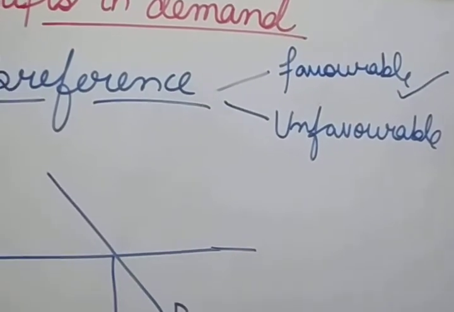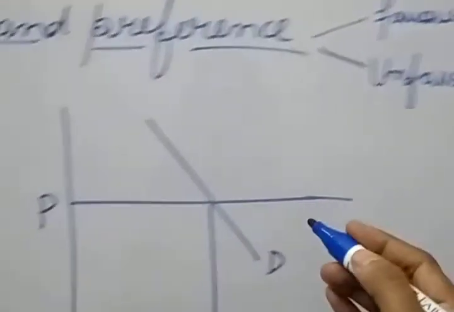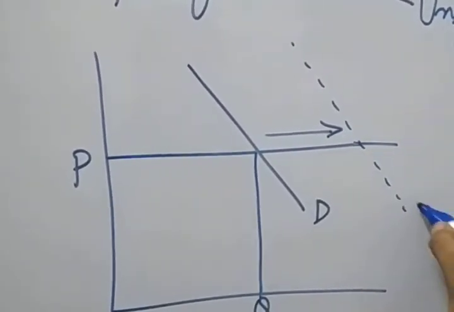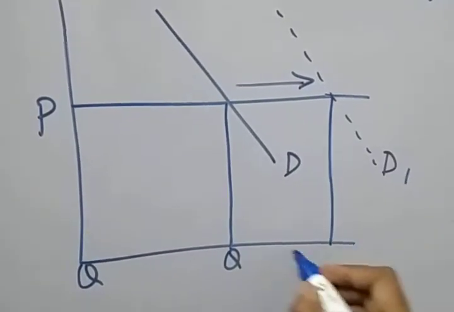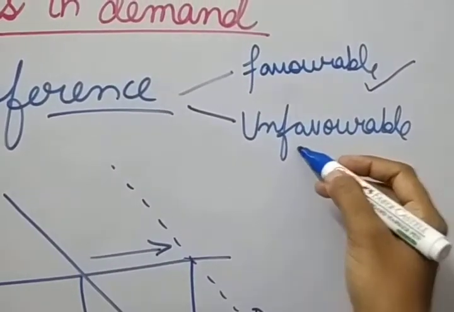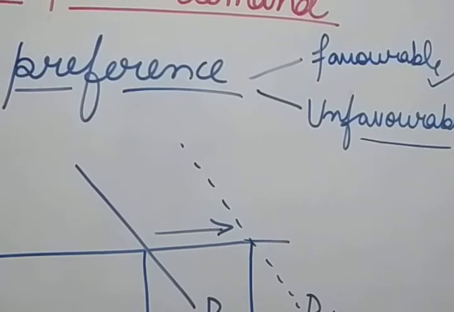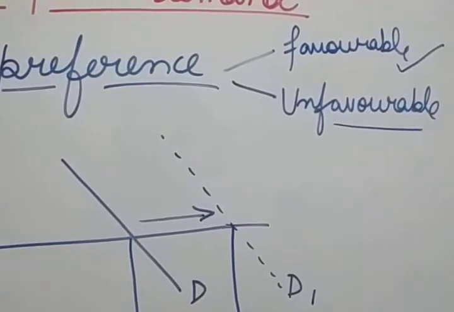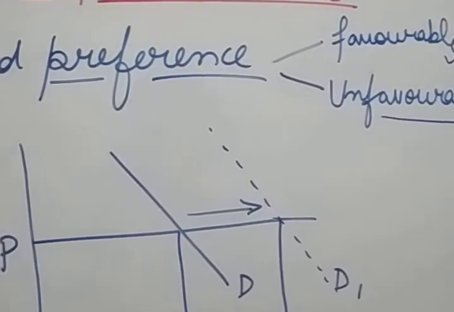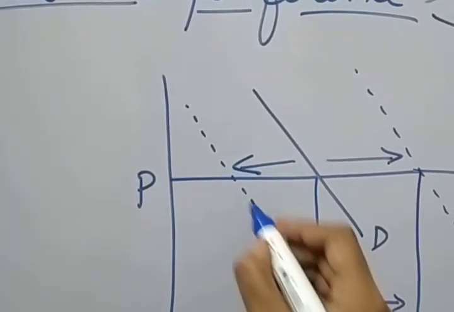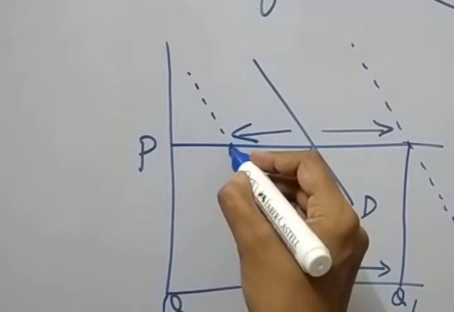If there is a favorable change in the taste and preference, that means you are interested, so the positive changes are there, definitely the consumer will increase consumption and the demand curve will shift to the rightward and become D1. So the new quantity increases from OQ to OQ1. Similarly, if there is an unfavorable change in the taste and preference, that means a negative change, it leads to a decrease in demand, and he will buy fewer units of the commodity, so the demand curve will shift to the leftward and the new curve becomes D2.